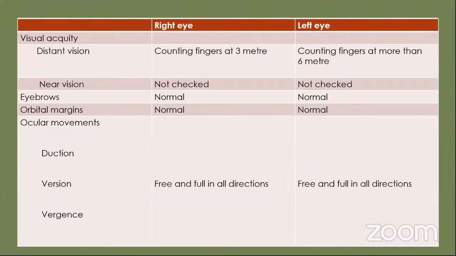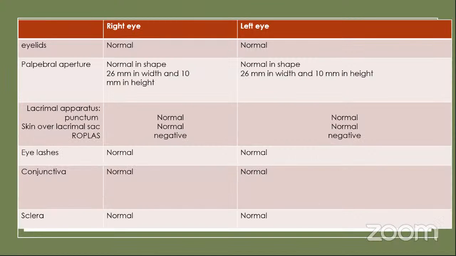Presenting the right eye first. Visual acuity: patient was able to count fingers at 3 meters, near vision was not checked. Eyebrows normal, orbital margins normal, ocular movements free and full in all directions, eyelids normal, palpebral aperture normal, 26 mm in width and 10 mm in height. Lacrimal puncta was normal and skin over lacrimal sac was normal.